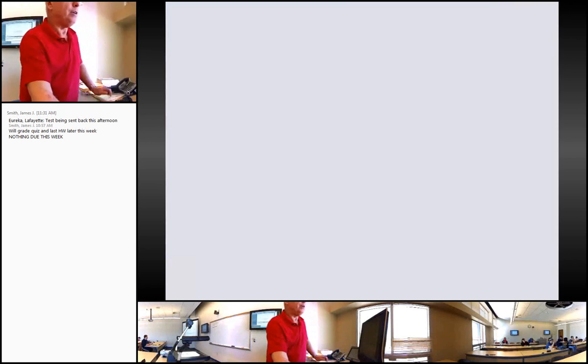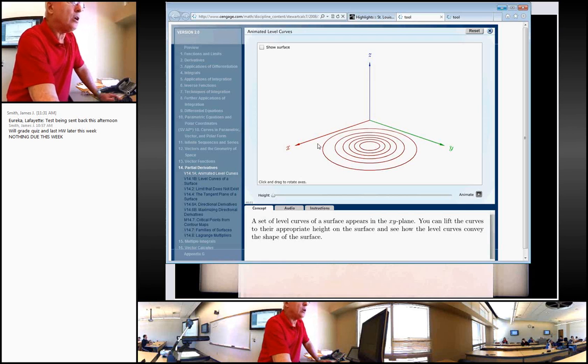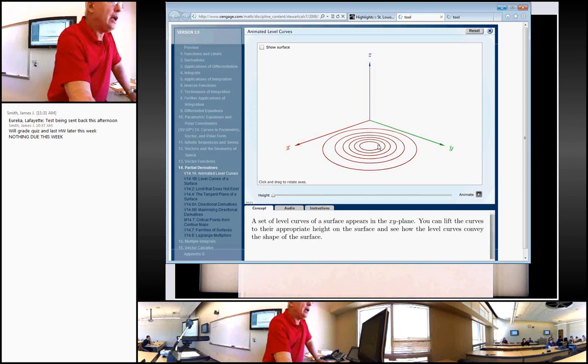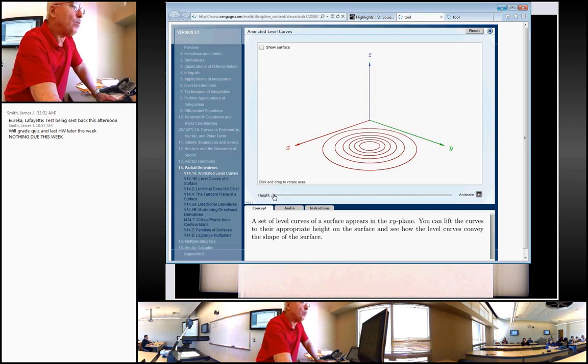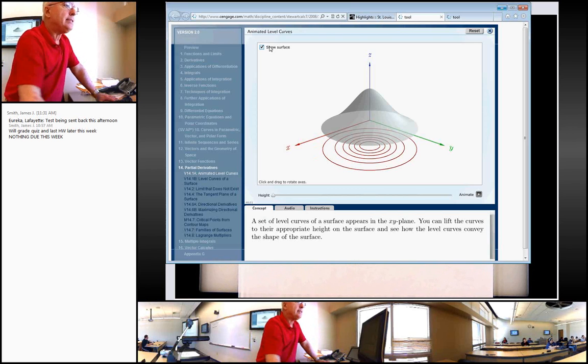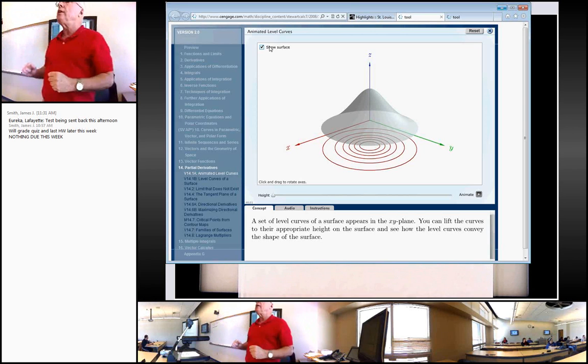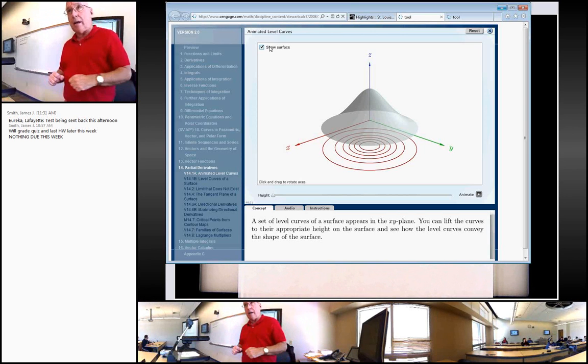What we have here, these are level curves. On each one of these curves, z is equal to a certain fixed value. Now, let me click on this box here, and this actually shows the surface in 3 dimensions that the level curves correspond to.